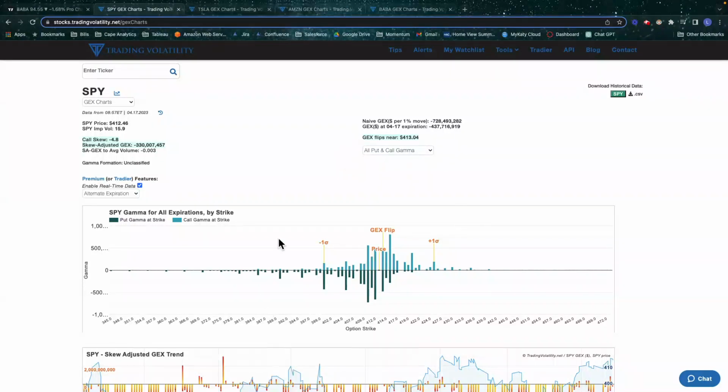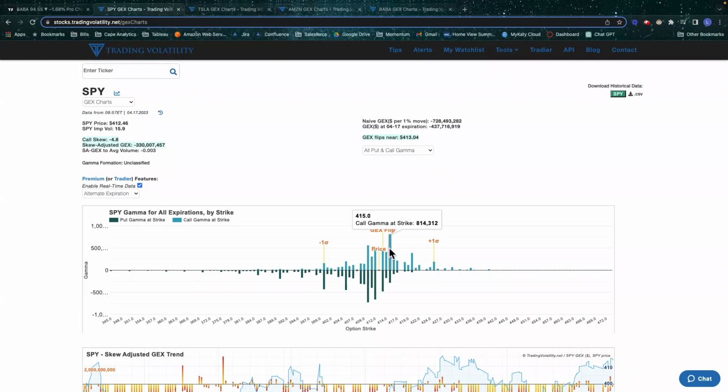So what are we looking at here? The light bluish bars are call gamma strikes, and the darker bluish colors are put gamma strikes. These bars are areas of liquidity, right? So the price action tends to hover towards areas of strong liquidity.